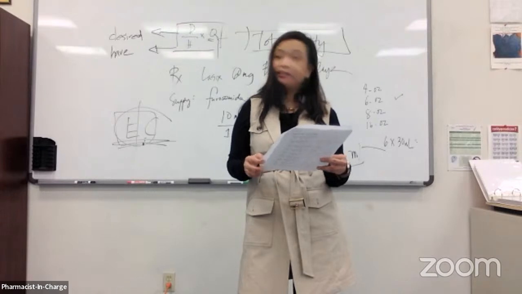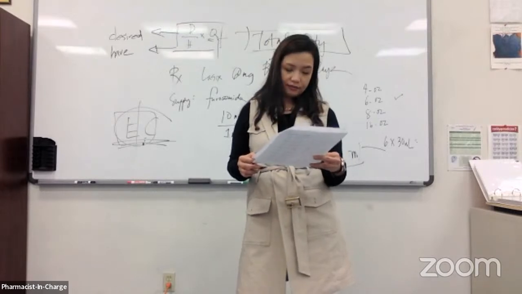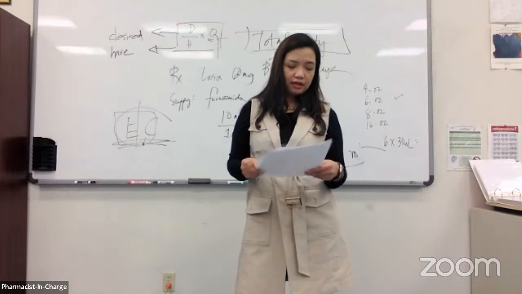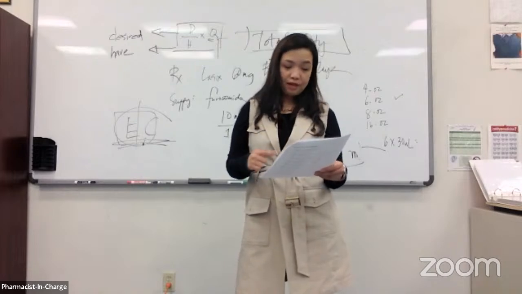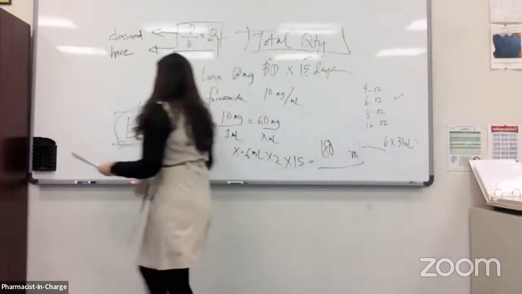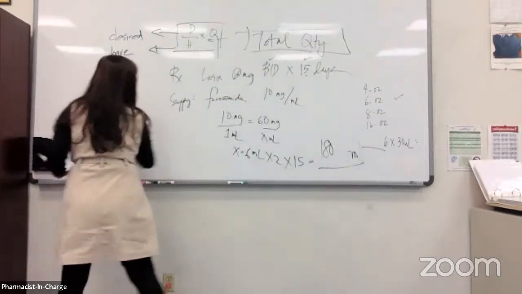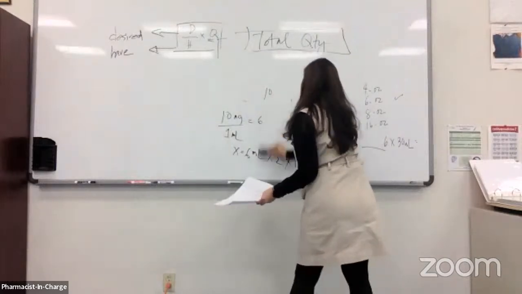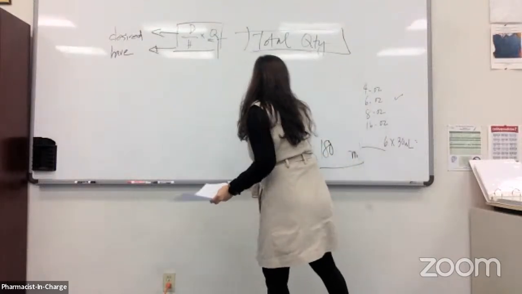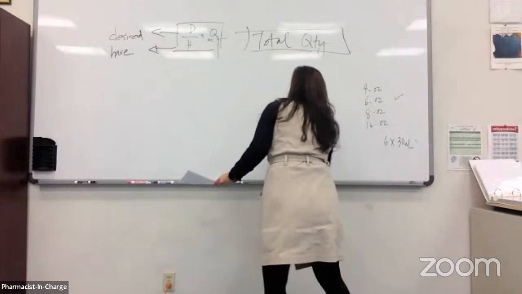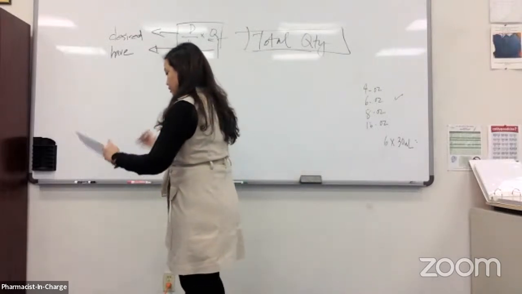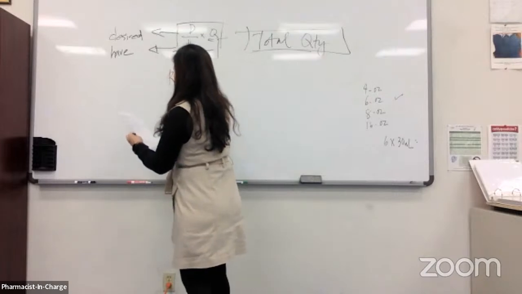17, 18. Kyle, 35. 35 milliliters. Micah, do you have 15? No? Okay, let me do 15. It's two of you. In order.